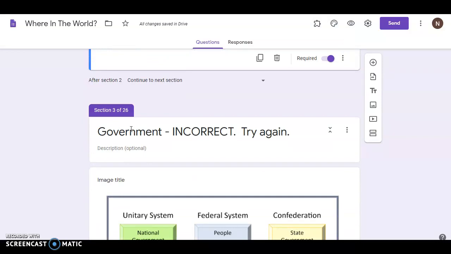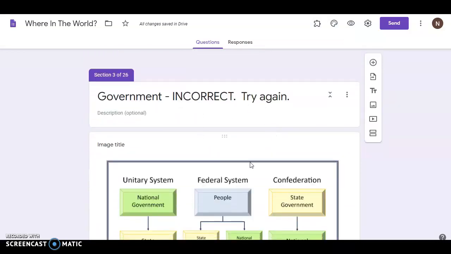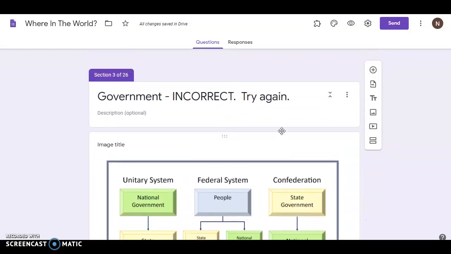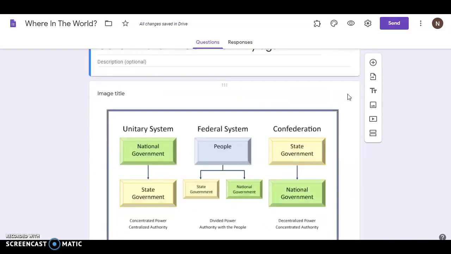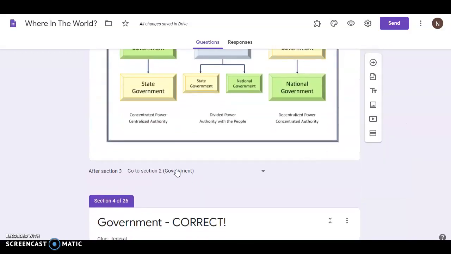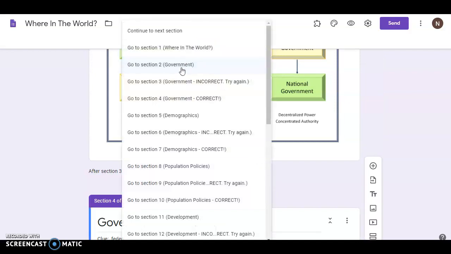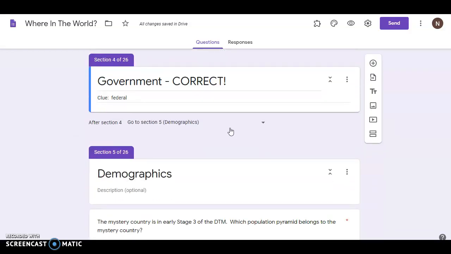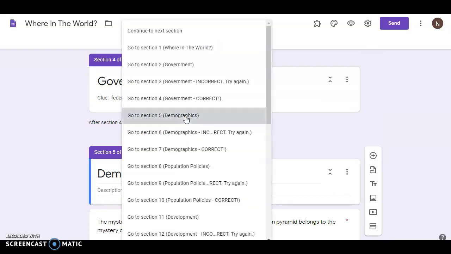And then when I got to government incorrect, whenever they came to this one, that meant that they got the problem wrong and they needed to go back to where they were. So I would click on the ellipses and I would tell where it would go to. Okay, I would tell it to go to, sorry, it's right here. I would tell it to go back to government. That's what I get for not practicing enough before I did this. If it was the correct answer, it would come to this, correct, and then after section 4, I would have it move on to section 5, demographics.